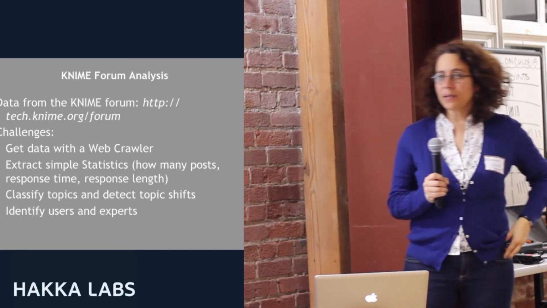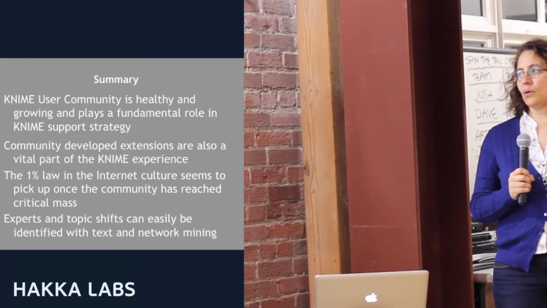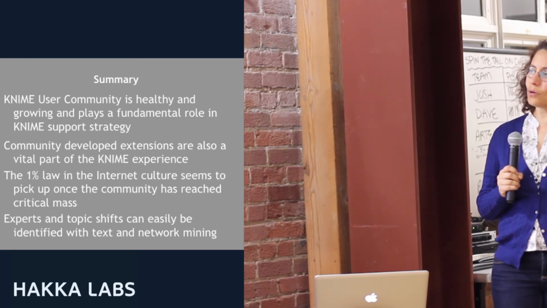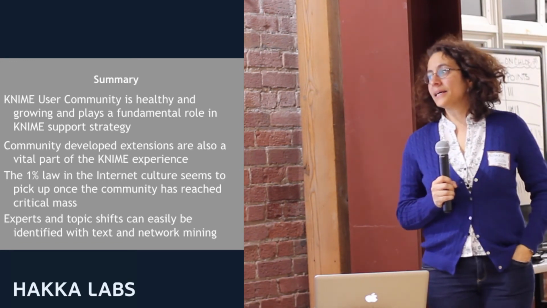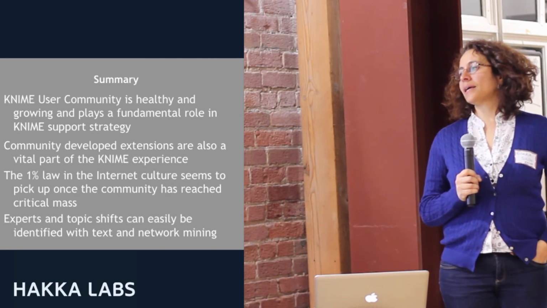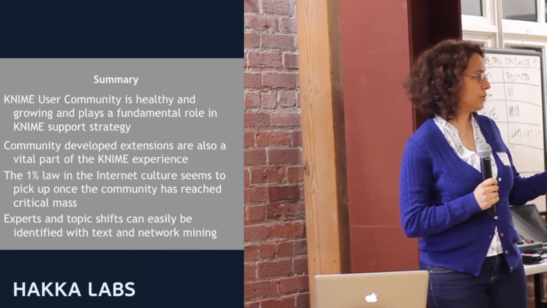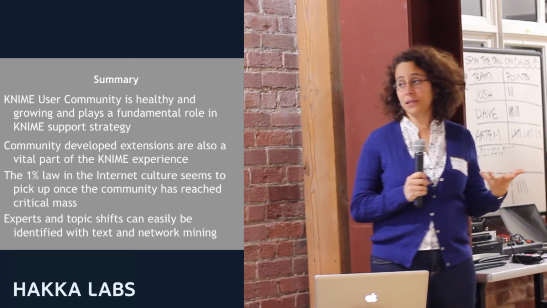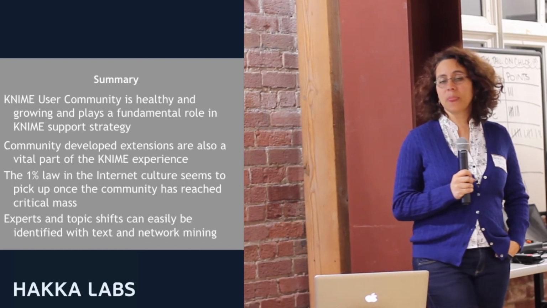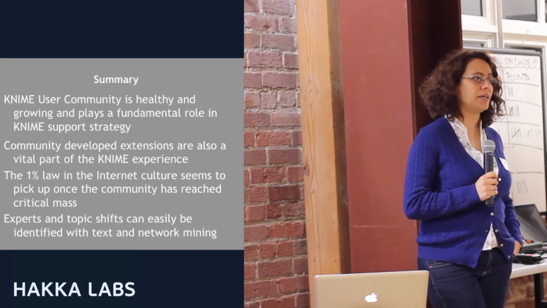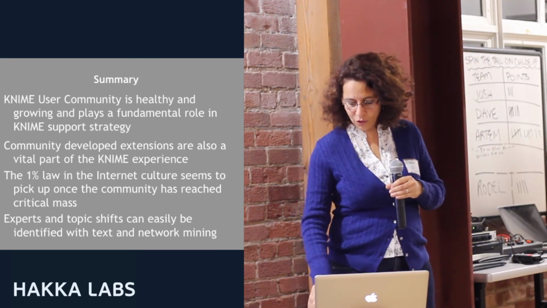So that's a summary. I'm at the end. What I've done in this series of workflows: I got data from a web crawler. I extracted some simple statistics. I classified the topics, and I detected the topic shifts to see if things changed in time, if interest and bugs and problems changed in time. And I used the network analytics to identify users and especially to identify the experts in each one of the categories.